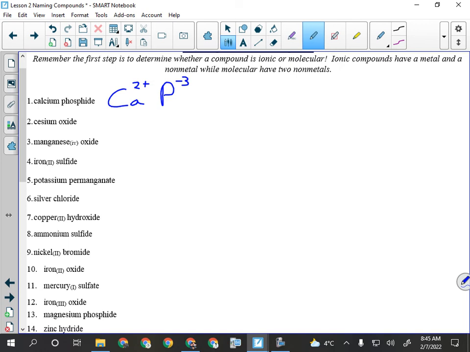So I drop the 3 and I swap it over to here. I drop the 2 and I swap it over to here. Now I've got +2 times 3 is +6, -3 times 2 is -6. My charges work. My formula is good. Not that you have to double check that every time, I'm just illustrating. Questions on that first one?